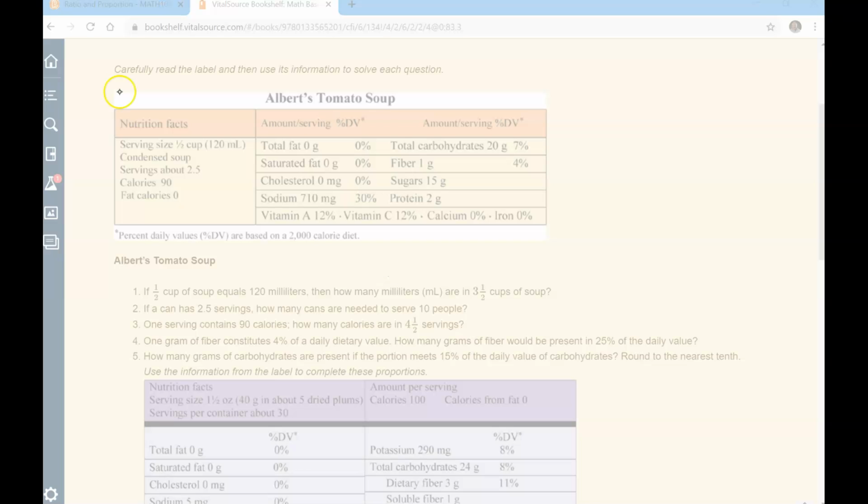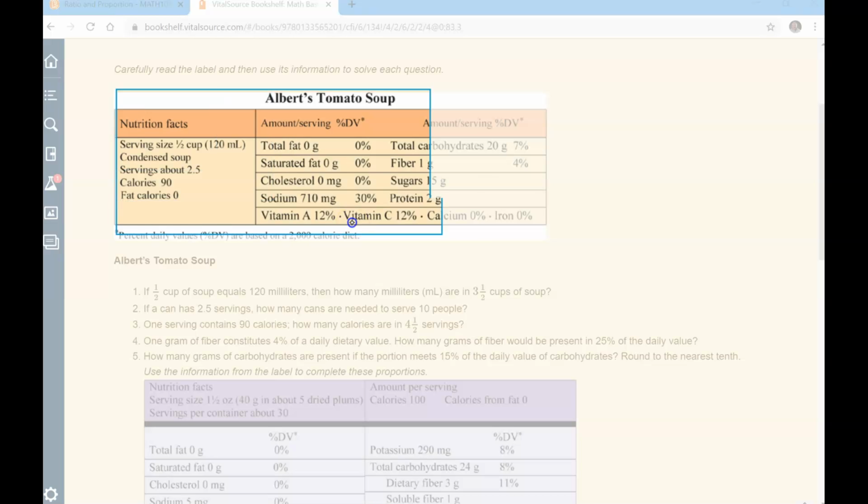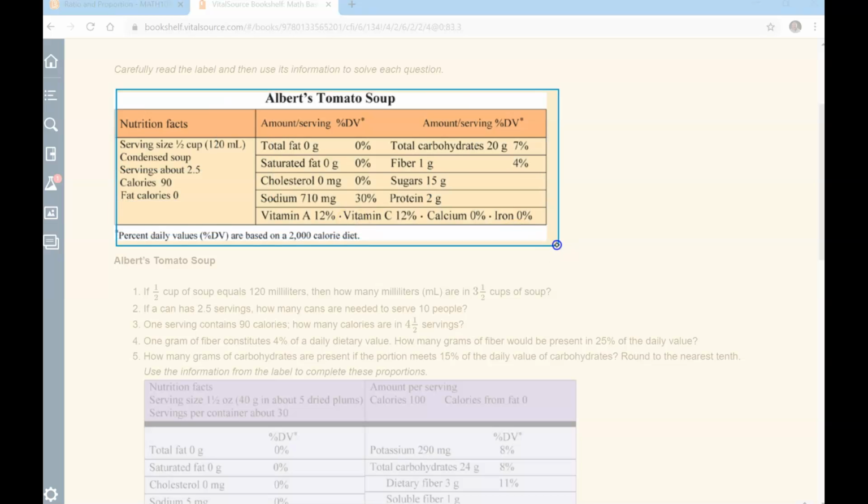Albert's tomato soup. Sounds charming. I'd be better than Campbell's, that's for sure.